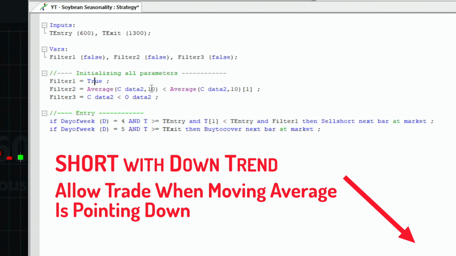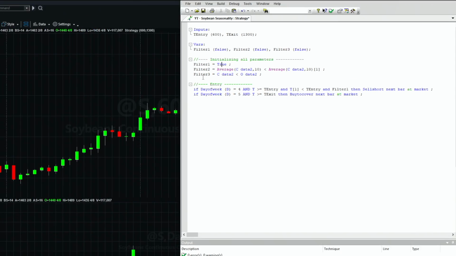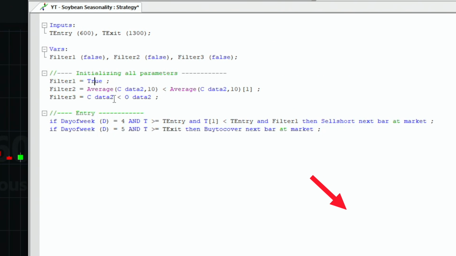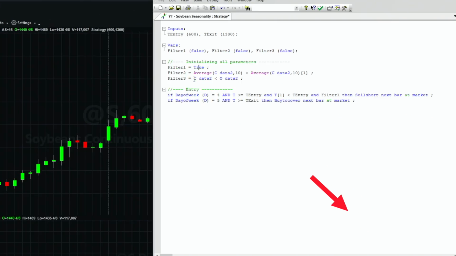Here I pick the 10-day moving average. It's a short-term trend, and basically I'm just looking for the moving average of 10 days to be lower than the previous day. So I'm just looking for a tick down in the trend. You notice this is on data 2, so we're calculating this on the daily time frame. And then I have another filter, which is only 1 day. I'm calculating that yesterday was a down day, again as a trend filter, so I want to short with the trend.